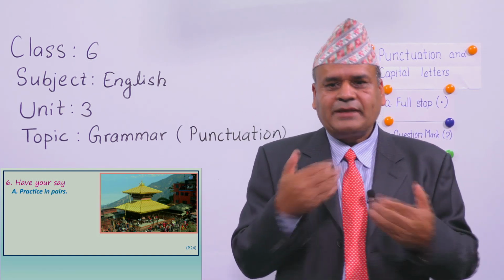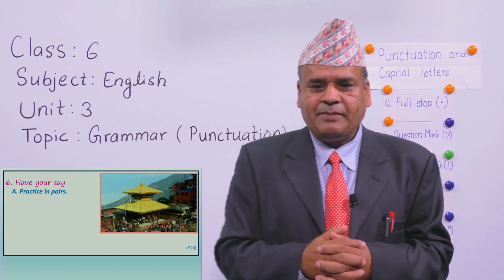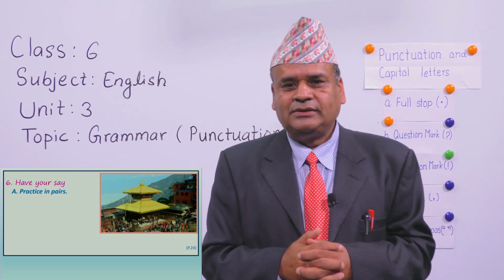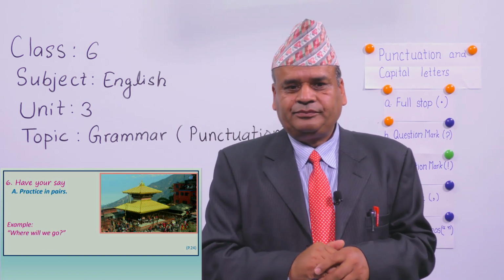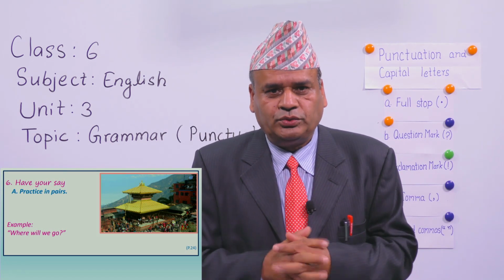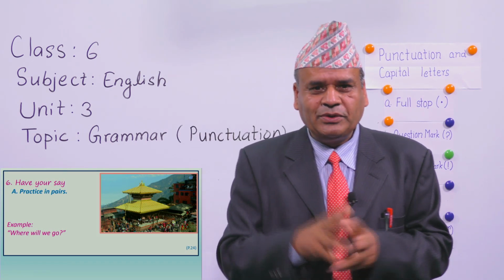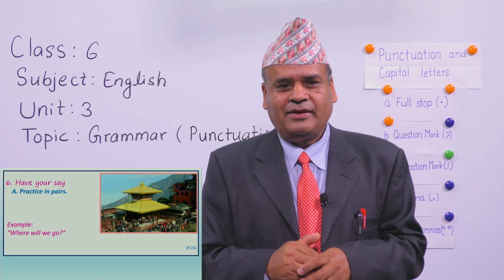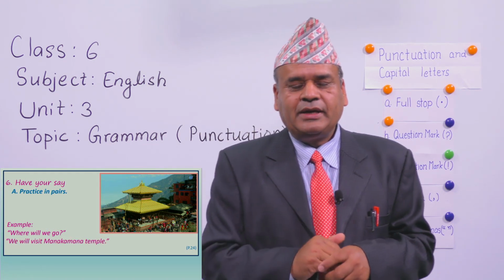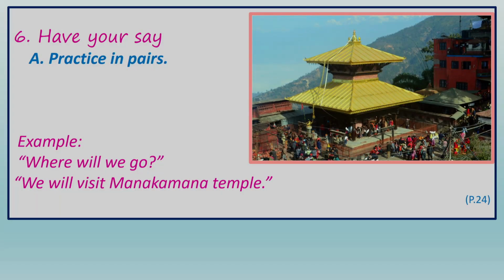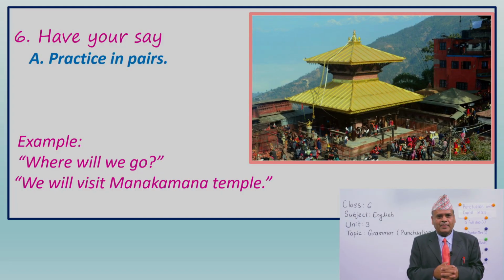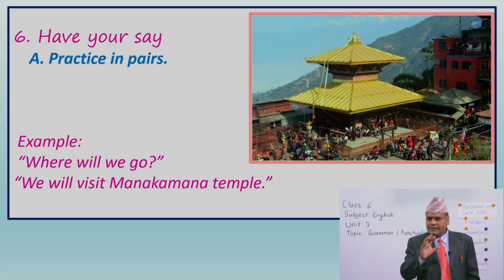Right? We are going to practice in pairs. Okay, what do we see in the picture? That is a temple. Okay? So, let's talk about the temple. Where will we go? We will go to Manakamana temple. All right? So, for speaking, when you ask your friend something like, we will visit Manakamana temple, okay? Right. So, after that, similarly, you can make such questions and you can talk to your friend.